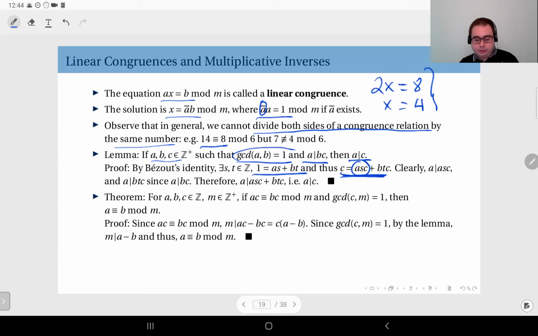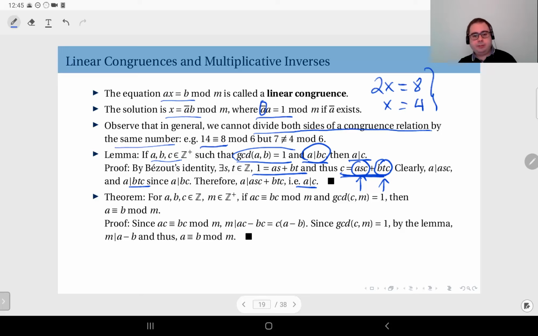And we know that since a divides the product of b times c, a is also a factor of b times t times c, because it's a factor of b times c. Therefore, when you multiply it with an integer t, a is still going to be a factor of btc. So a is a factor of this term, a is also a factor of this term. Therefore, when you add them up, clearly a should be a factor of the sum, which is c. Therefore, a is a factor of c.